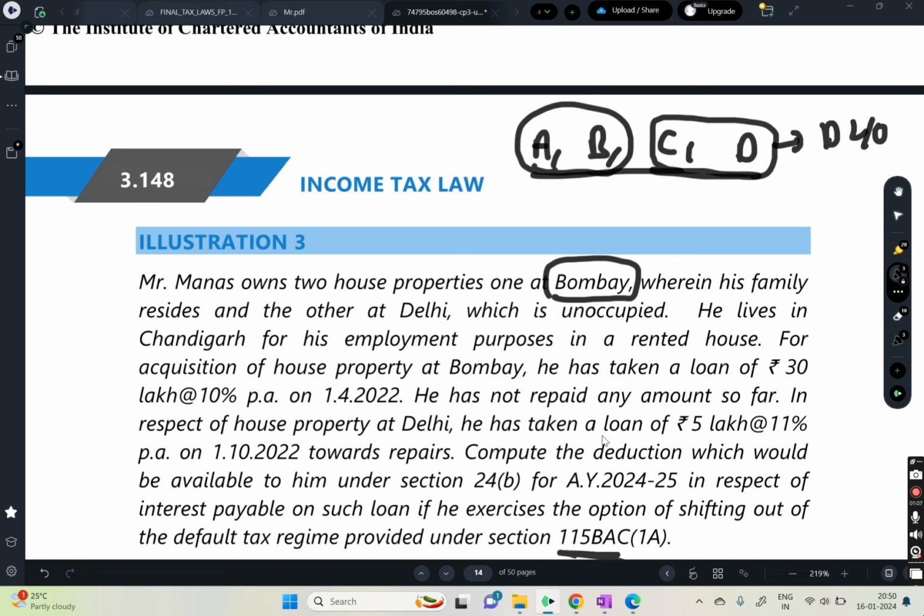Deemed to be let out. Even though I did not let out, I will consider it. It will be called deemed to be let out. I will consider as if the property is let out. Now these two, self-occupied.